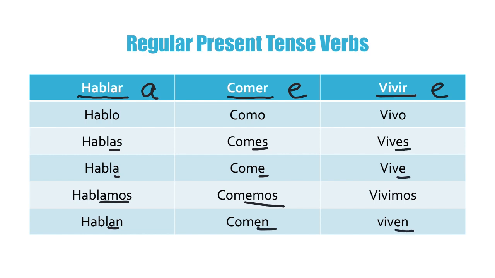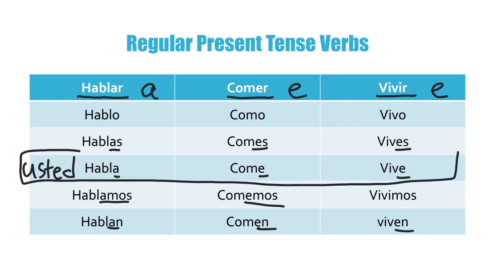All right. And then specifically, since we're talking about usted commands, go ahead and look at this line right here. For our AR, ER, IR verbs, we usually would have habla, come, vive. So just remember this, flip back to it if you need to, because this is the foundation that we build the usted commands on.